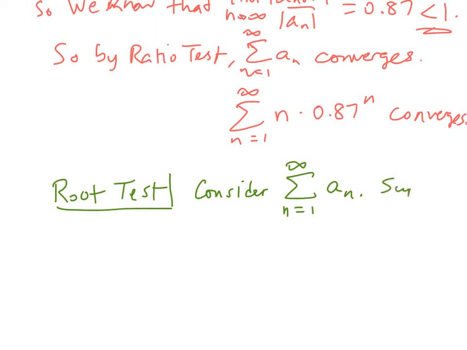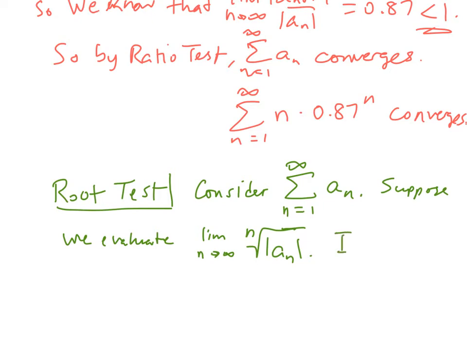Suppose we evaluate the limit as n goes to infinity of the nth root of the absolute value of a sub n. So in other words, we're looking at the magnitude of a sub n and taking its nth root, the nth root of the nth term of the series. All right, so again, there's a few conditions here. Let me just put it in separate bullet points.